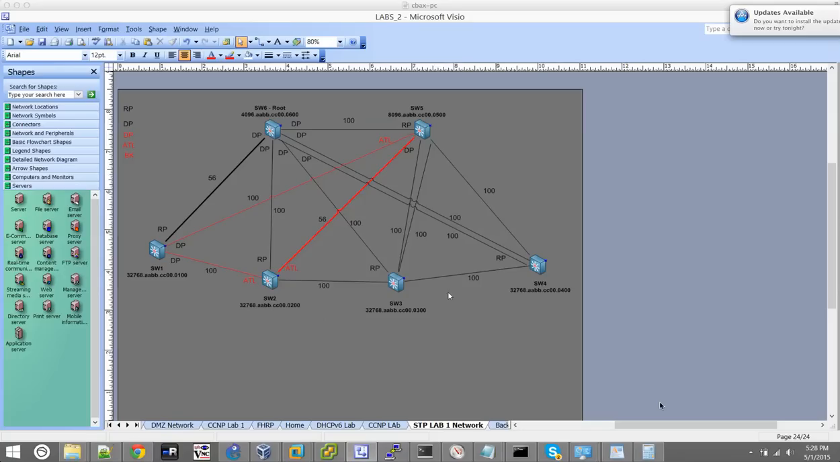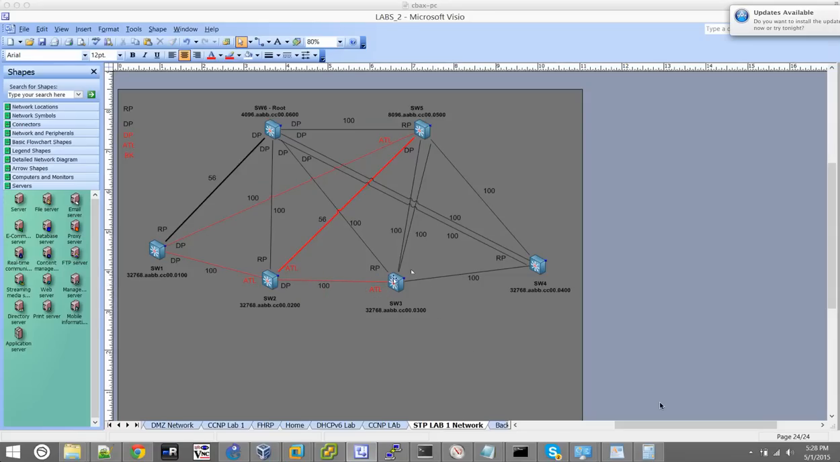Then same thing here, switch 2 and switch 3. His cost is 100. His cost is 100. Now we go for the bridge ID, which is the same for the priority number, and for the MAC address, switch 2 is lower, so we can already guess he gets the designated port, and the other gets the alternate, and that link is blocked.